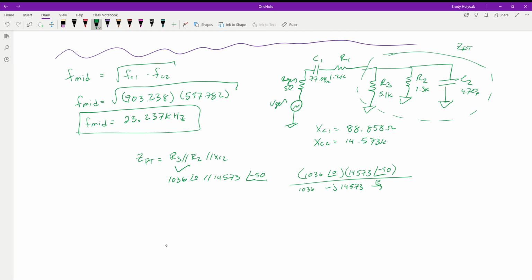When we convert the 1036 minus j of 14,573, that turns it into 14,610 at an angle of negative 85.934 degrees. Then we're going to multiply the 1036 by the 14,573. These two are going to pretty much cancel each other out, with just a little bit left. This value is going to be slightly less than what we started with because it's in parallel. That's what we should see.